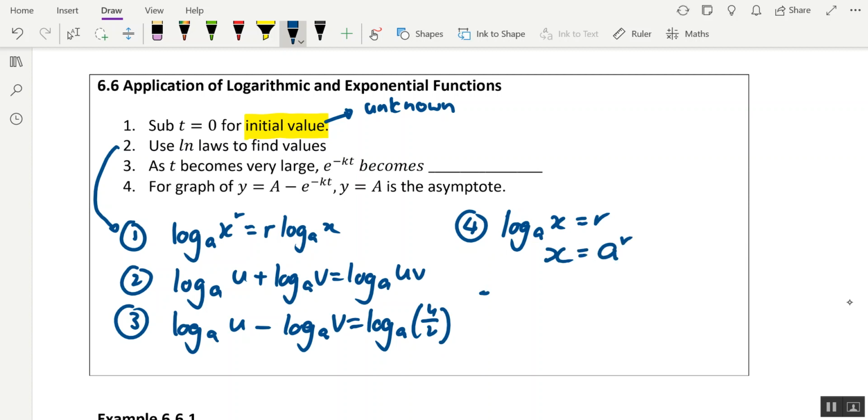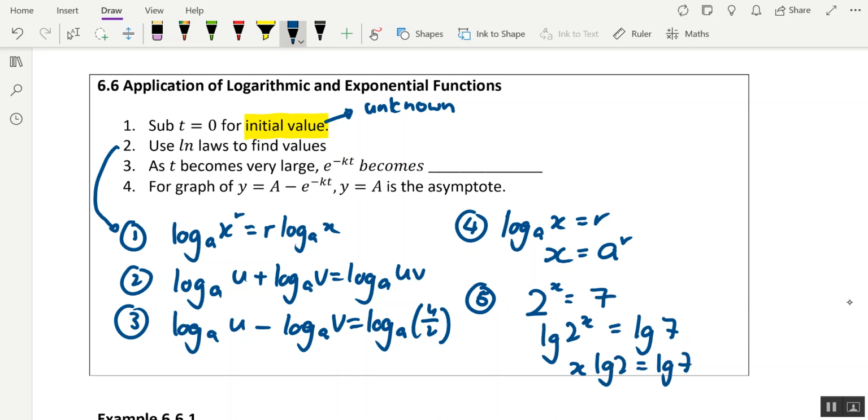Actually, there's one more. For example, you want to find 2 to the power of x equals to 7. You use log base 10 on both sides so that the x can come down. x log 2 equals to log 7, and hence x equals to log 7 over log 2. Next one, as t becomes very large, this is also a very important concept. e to the power of negative anything will approach 0. This one I'll discuss in one of the questions below.